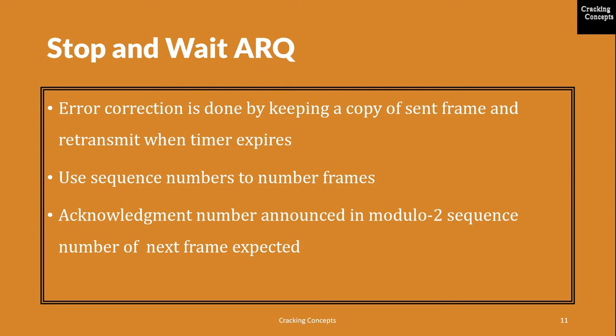Now error correction in stop and wait ARQ is done by keeping a copy of the sent frame and retransmitting the frame when the timer expires. In stop and wait ARQ, we use sequence numbers to number the frames. The sequence numbers are based on modulo 2 arithmetic. Here the acknowledgement number is always announced in modulo 2 arithmetic as the sequence number of the next frame expected.